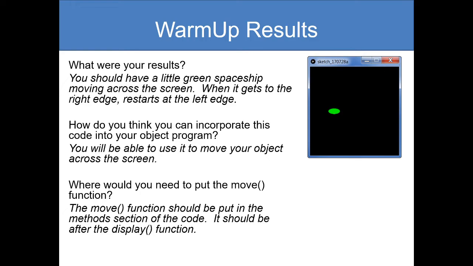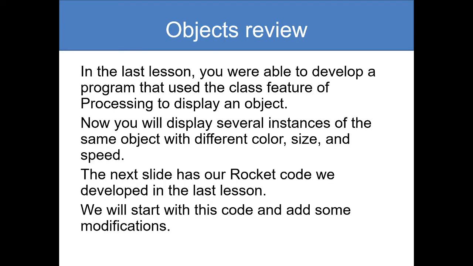Whenever you think of a rocket, it's going to need to be going up, and then we kind of want it to loop, otherwise it gets pretty boring pretty fast. Where would you need to put the new move function? We're going to have to put it in the methods section.